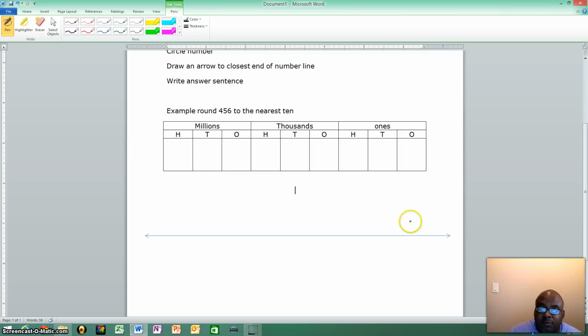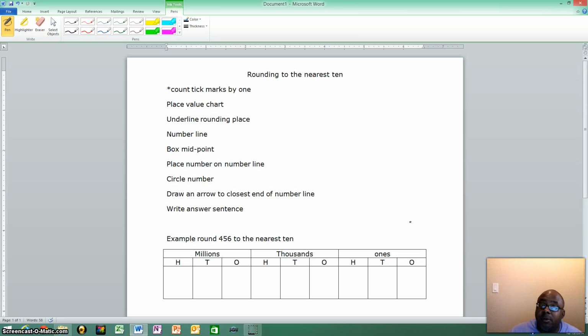Alright, so let me scroll this back up. So right now what we're going to do is practice rounding to the nearest 10. Some of y'all are still struggling with rounding with these number lines. But one thing I still have to tell you is that this is going to help you understand this concept a whole lot better. So we're going to start off with the nearest 10 and then we're going to work our way up.